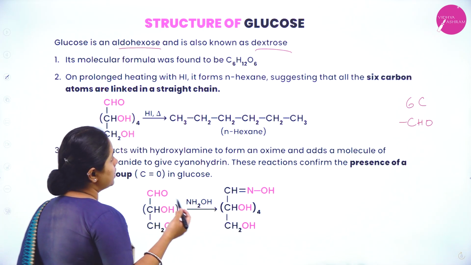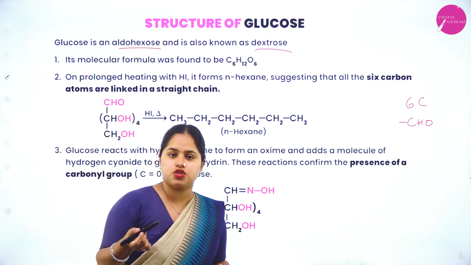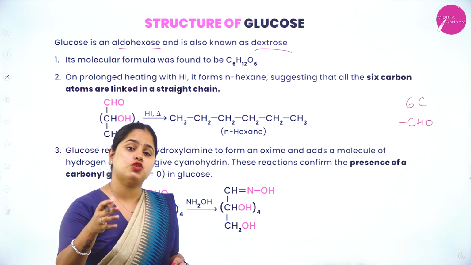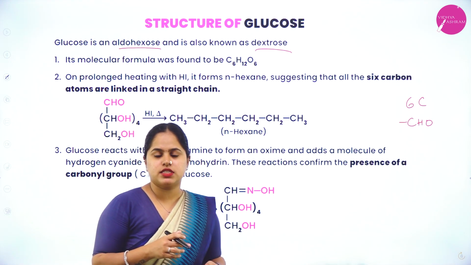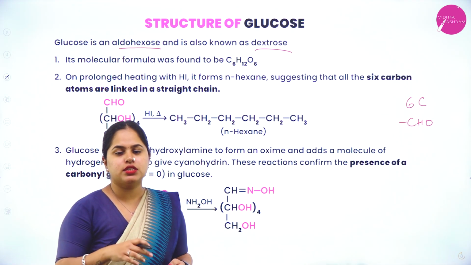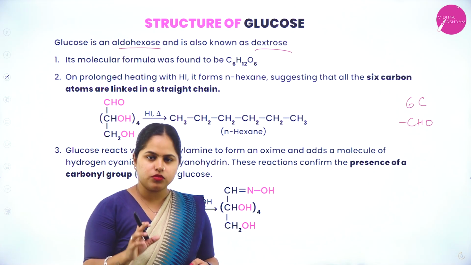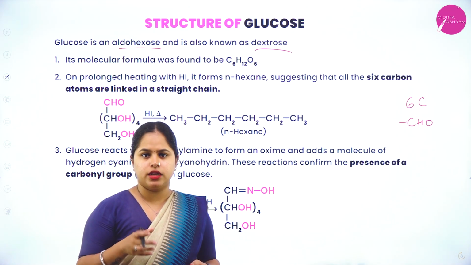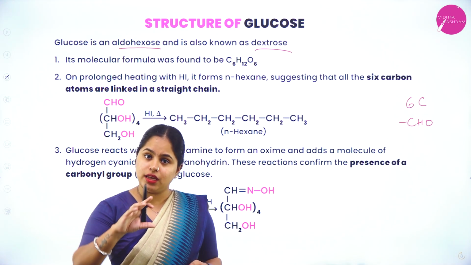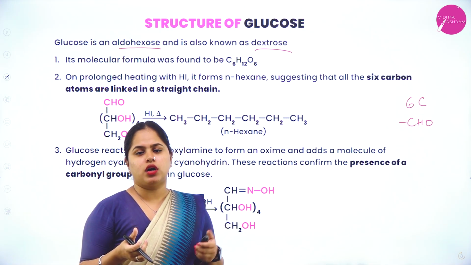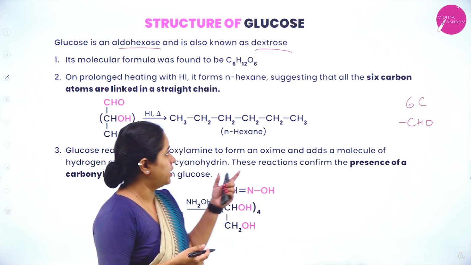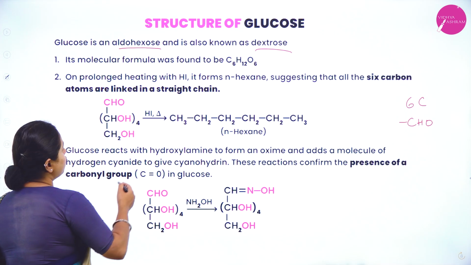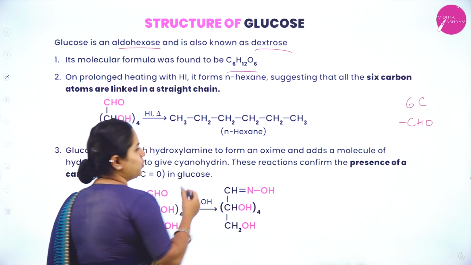It is also known as dextrose. Now, what is this dextrose? Dextrose stands for dextrorotatory. Already we have discussed, this is optically active. So, it is having the ability to rotate the plane polarized light. So, it will be rotating it towards the right. That is why it is called dextrorotatory or else dextrose. Clear? So, its molecular formula was found to be C6H12O6.